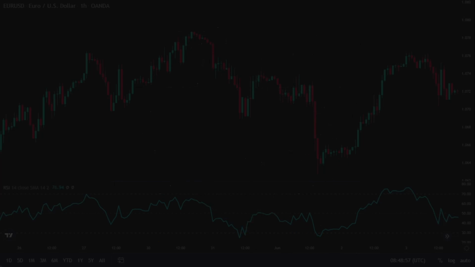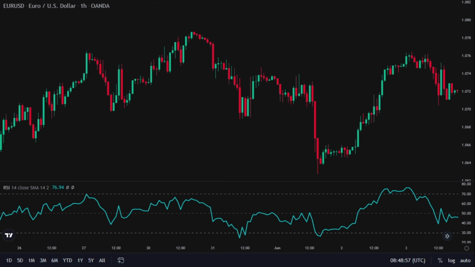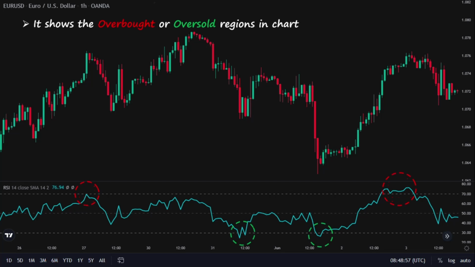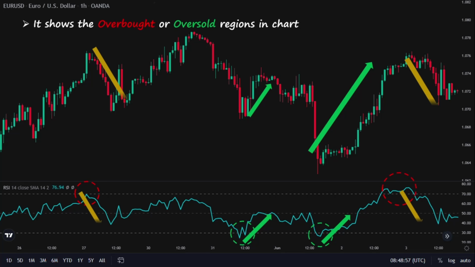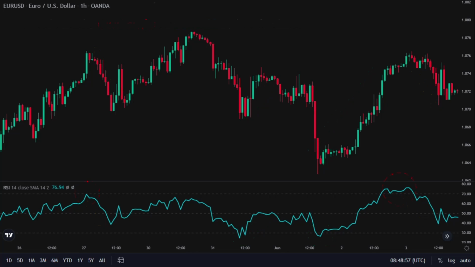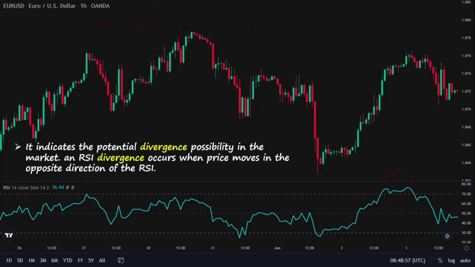So, what are the RSI indicator's major features? The RSI indicator has two major features that make it more important. One, it shows the overbought or oversold regions in the chart. In other words, when the RSI indicator crosses 30 on the RSI chart, it is a bullish sign, and when it crosses 70, it is a bearish sign. Two, it indicates the potential divergence possibility in the market.